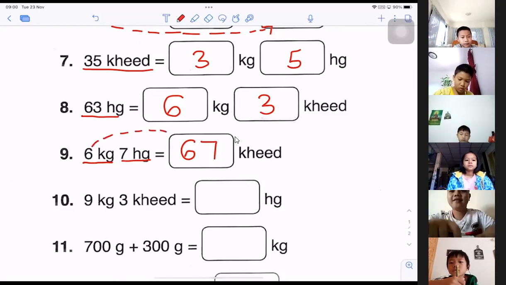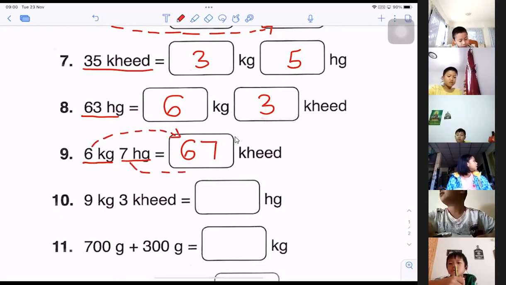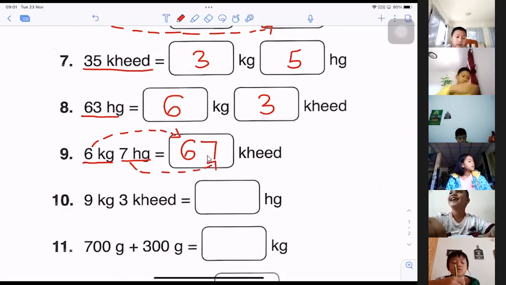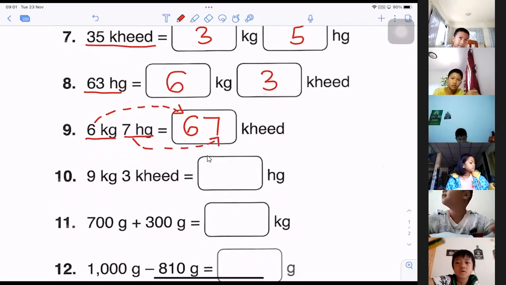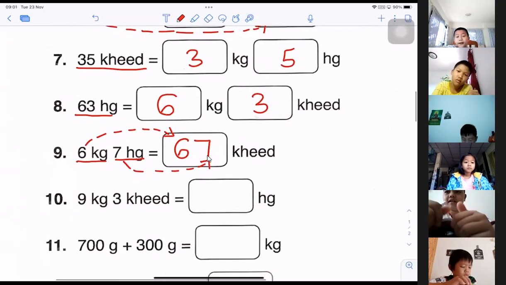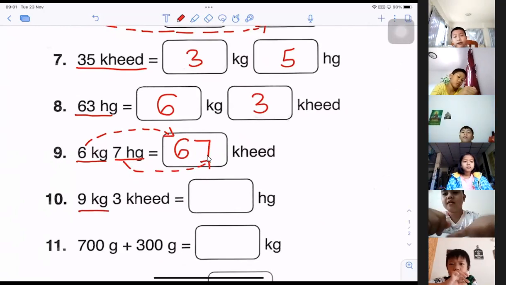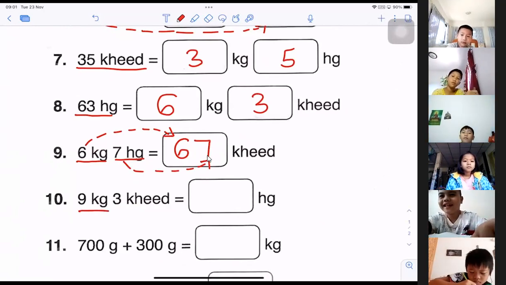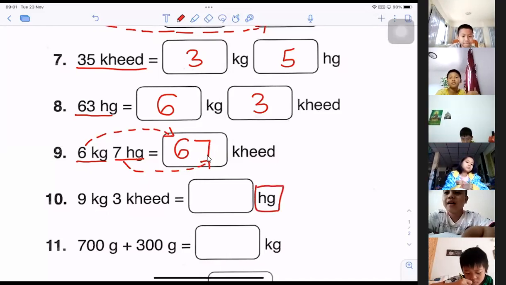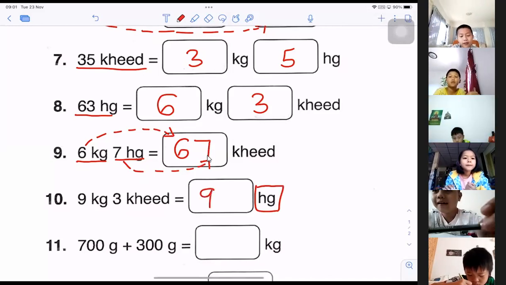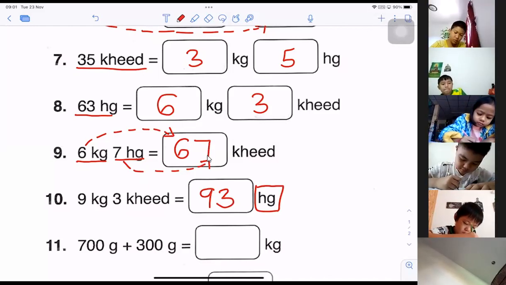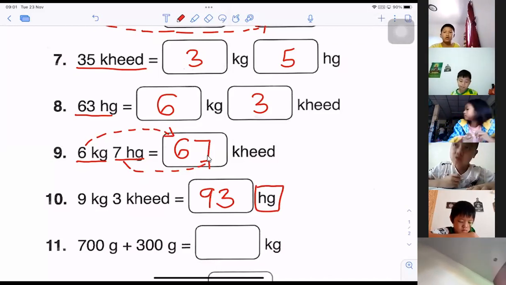One second, students. Okay, number 10. Everybody listen. Number 10, okay? 9 kilograms, 3 what? What is this, students? Hectograms. Okay, 93. Correct. 93 hectograms. Okay, you finish first, okay? Finish it.